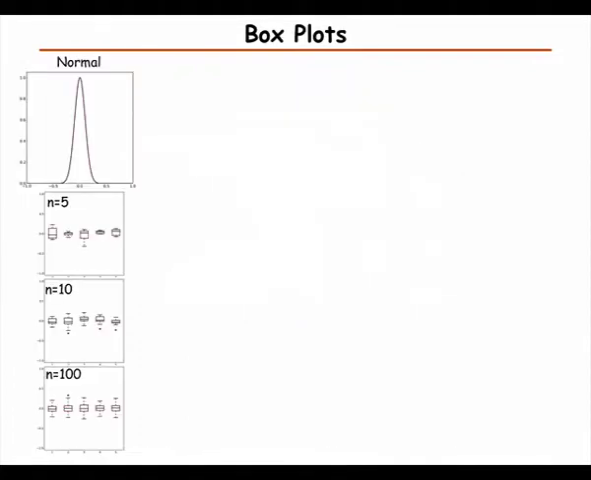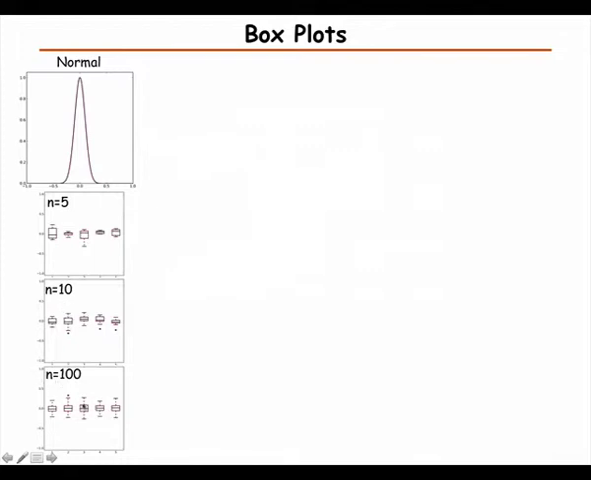So here are a few box plots for the normal distribution. So again, we've taken sample sizes 5, 10, 100. And we've done that 5 times for each.